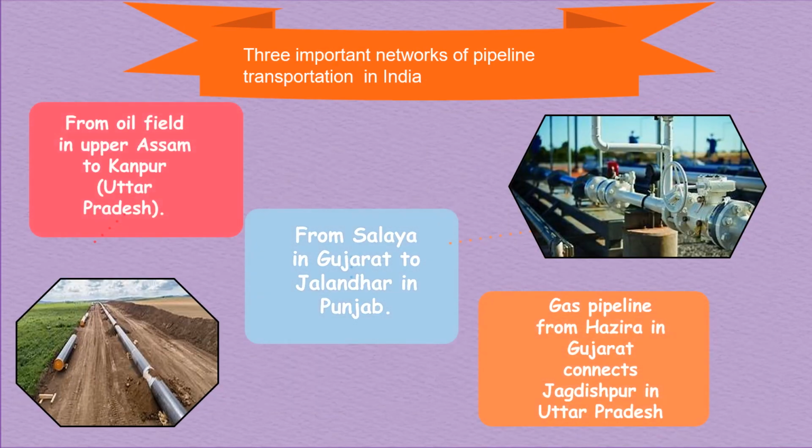Now let's look at the 3 important networks of pipeline transportation in India. Children, please understand this is also a very important board question, so please learn them well. Number 1, from the oil fields in Upper Assam to Kanpur. Number 2, from Salaya in Gujarat to Jalandhar in Punjab. And the last one is from Hazira in Gujarat that connects Jagdishpur in Uttar Pradesh.